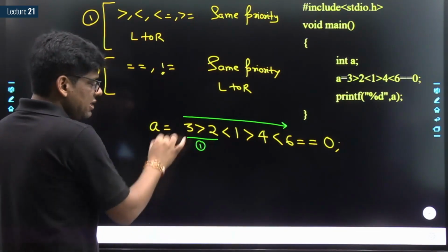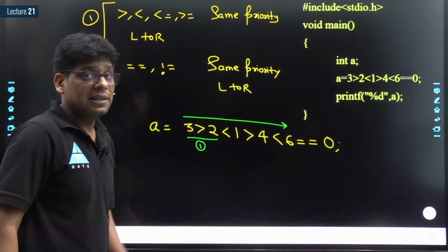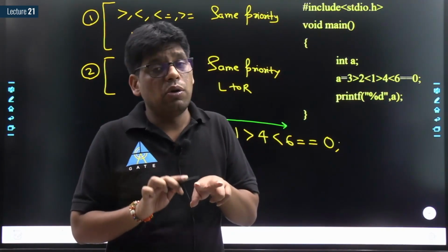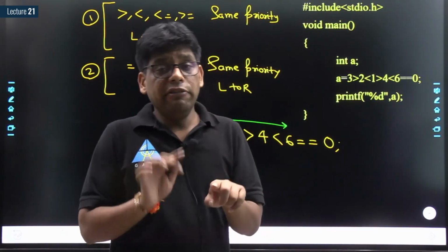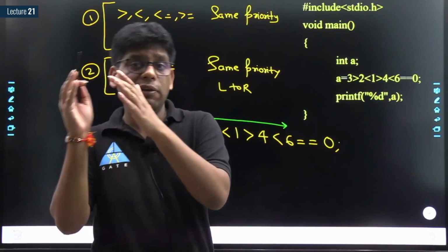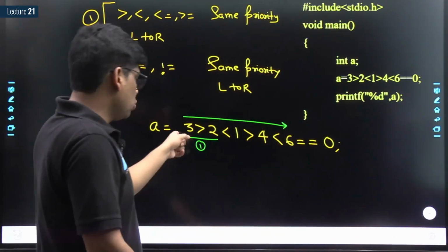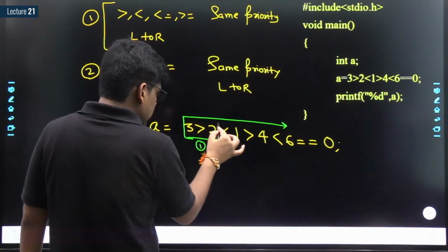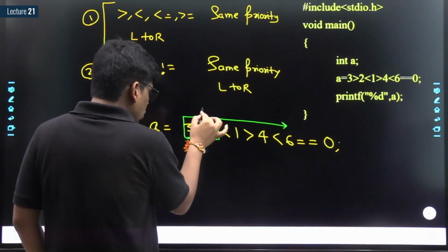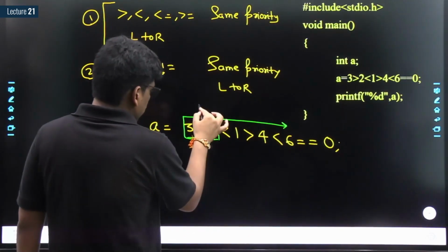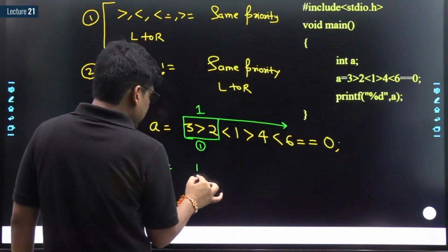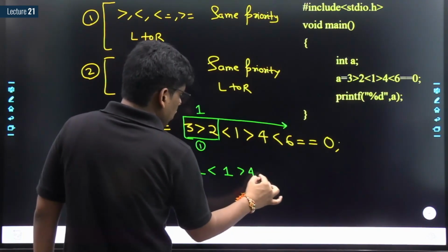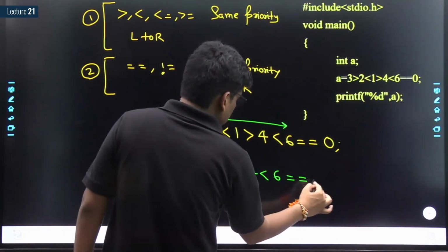Is it true that 3 is greater than 2? Yes, sir. The result of every relational operator is either 0 or 1. If true, that means 1. If false, that means 0. So, is it true that 3 is greater than 2? Yes, that is why this whole is converted into 1, because it is true. That means our expression is 1 < 1 > 4 < 6 == 0.